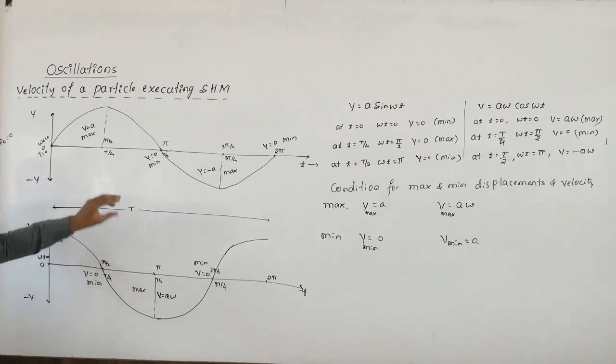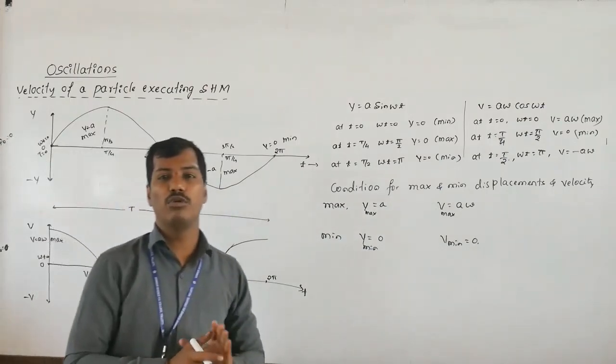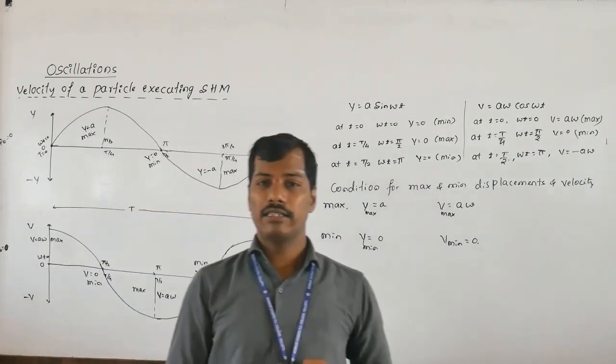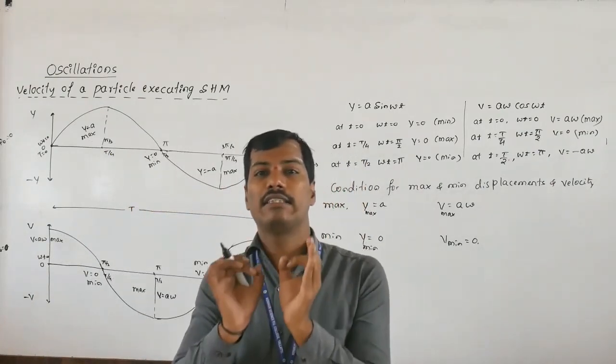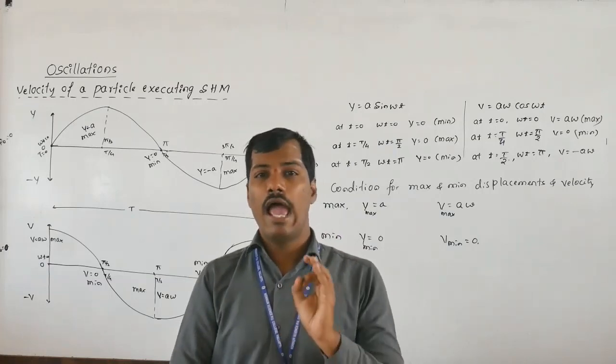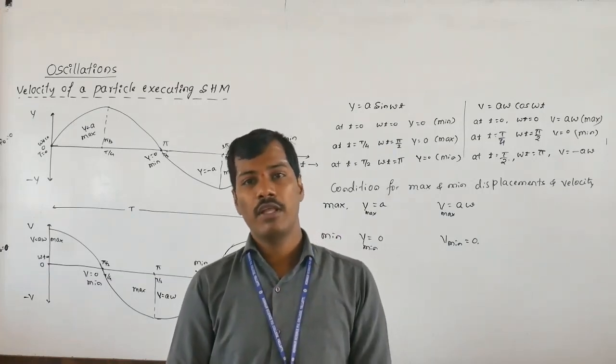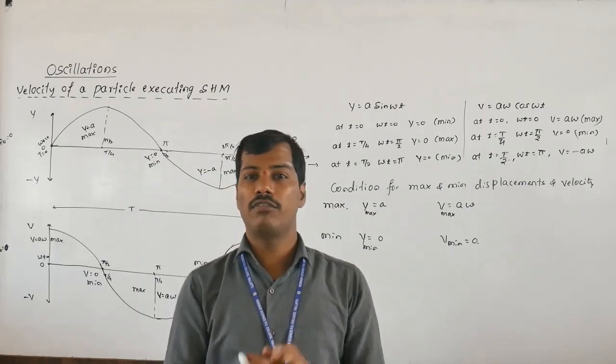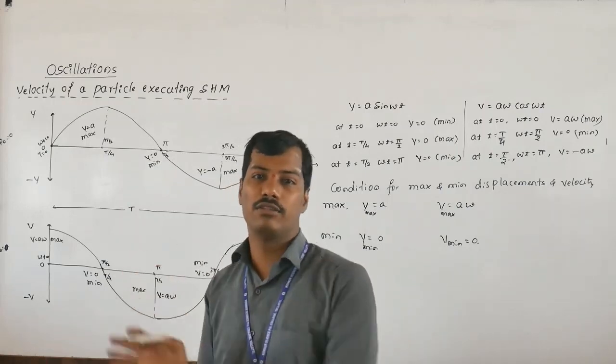These are the graphs for velocity and displacement of the particle executing simple harmonic motion. In the next class, we will discuss the acceleration of the particle executing simple harmonic motion and the maximum and minimum conditions. Afterwards, some problems on this.